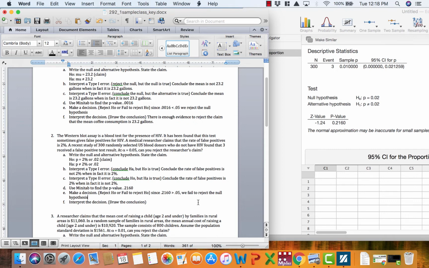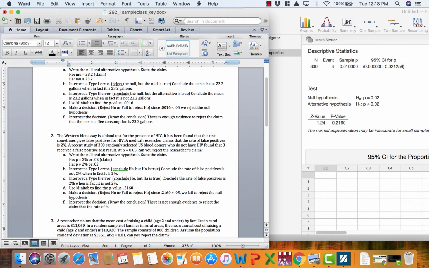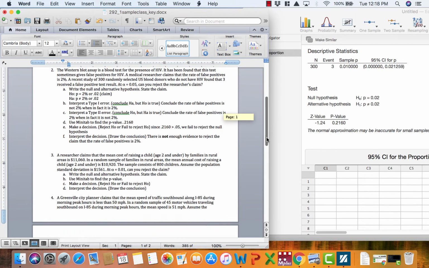All right, so what does it mean to fail to reject the null here, which is the claim? All right, it means there is not enough evidence to reject the claim that the rate of false positives is 2%. Okay, so because we fail to reject, we have to say there is not enough evidence. Okay, all right, moving right along.